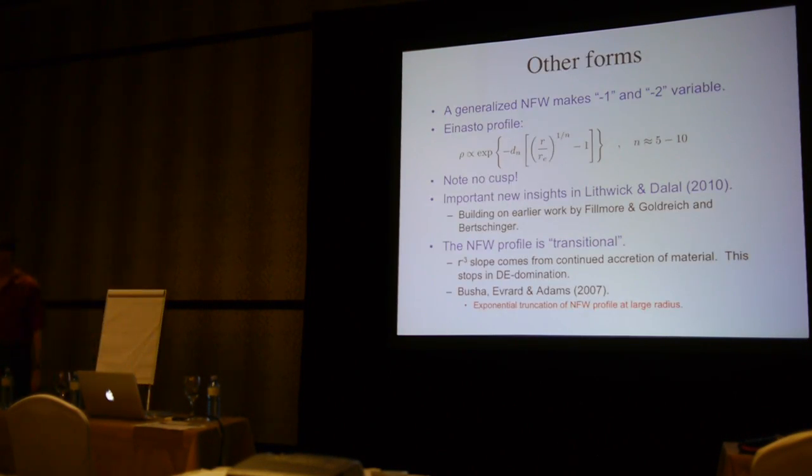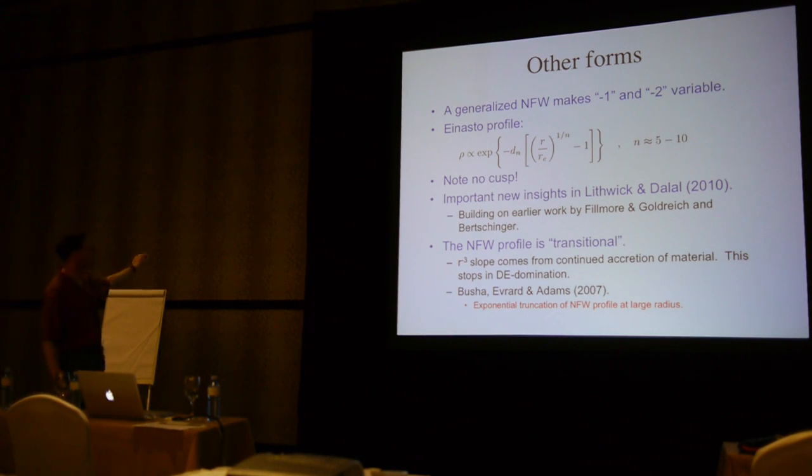Now, the NFW form is by far the most popular form. You can argue with the broken power law in some sense. But there's many, many other forms that do as well, if not better, fitting what we see in the simulations. There's a so-called generalized NFW that makes the minus 1 and minus 2 variable, right? So there were two exponents in there, x to the minus 1, (1 plus x) to the minus 2. You can call one of those alpha and one of those beta, and then they can be free numbers, and that's known as the generalized NFW profile.